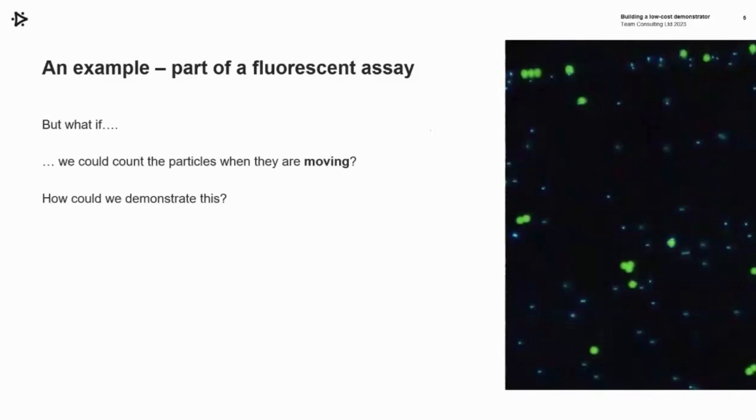So what if we could do that when the particles were moving? So the idea here being that if we could actually generate some flow in the microfluidic consumable and count the particles while they're moving, we should see fewer issues with clumping. So how are we going to demonstrate this?